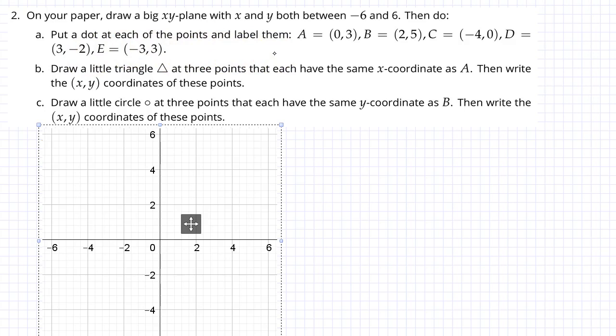A is 0, 3. Let's start with this here. So that 0 means you don't go left or right at all. The 3 means you go up 3. So you go 1, 2, 3, halfway between 2 and 4. So that point right there is A. B is 2, 5, so that means we go to the right 2 and up 5.